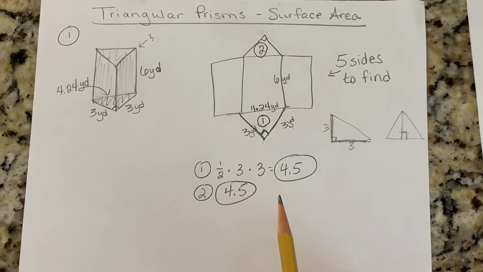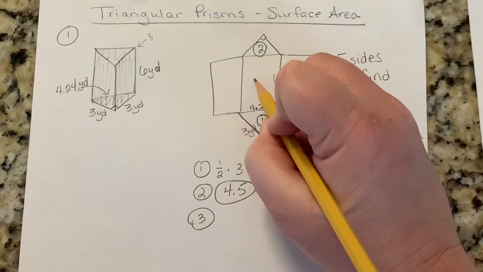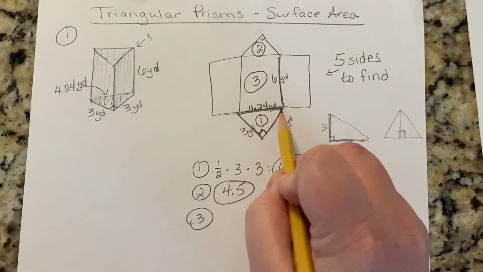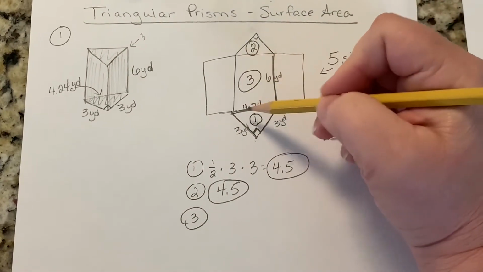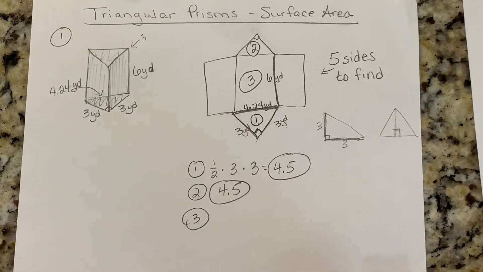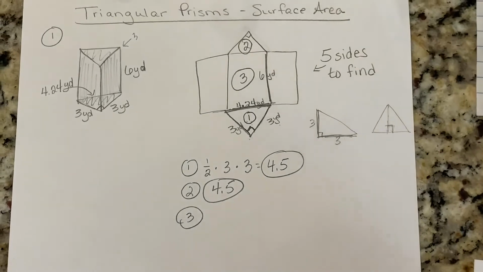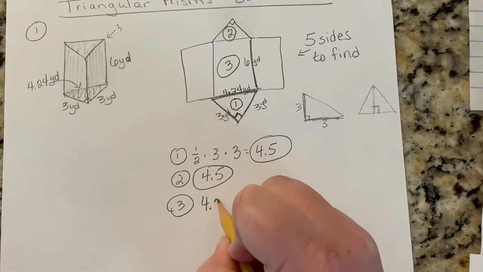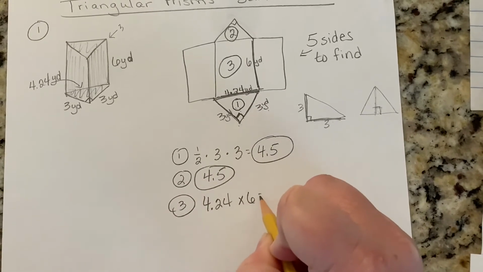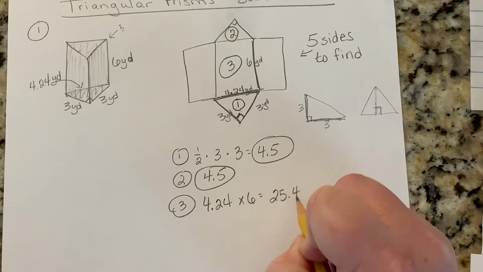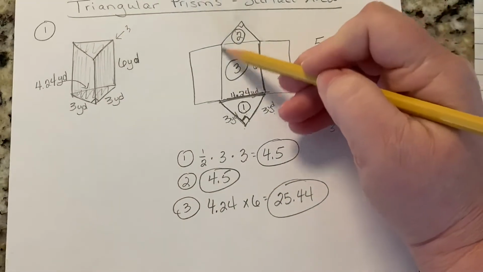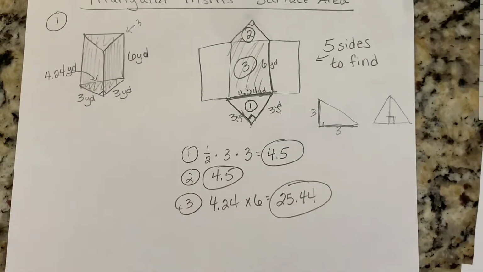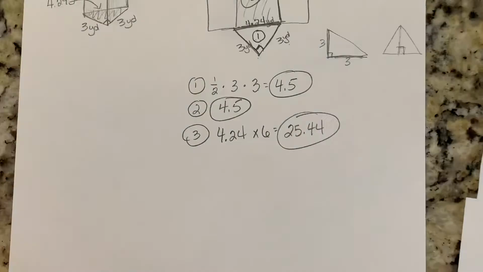Okay. All right, side number 3. Let's do this side first, since we know that this is 6 yards and this is 4.24 yards. Now, in order to find a rectangle, we know we do length times width. Okay, so length times width, we would do 4.24 times 6. And when we do that, we get 25.44. Okay, so this area right here is 25.44.